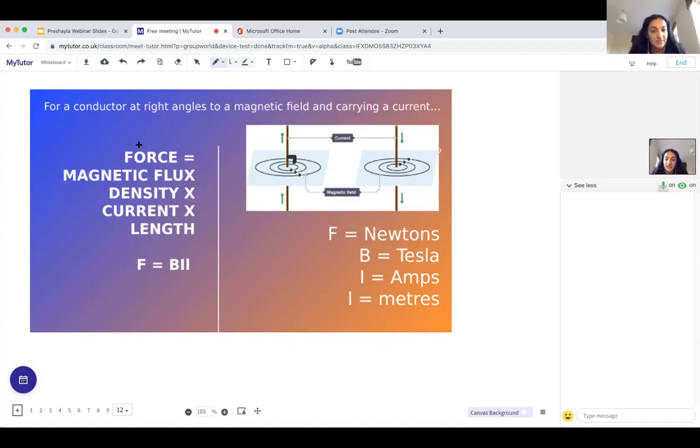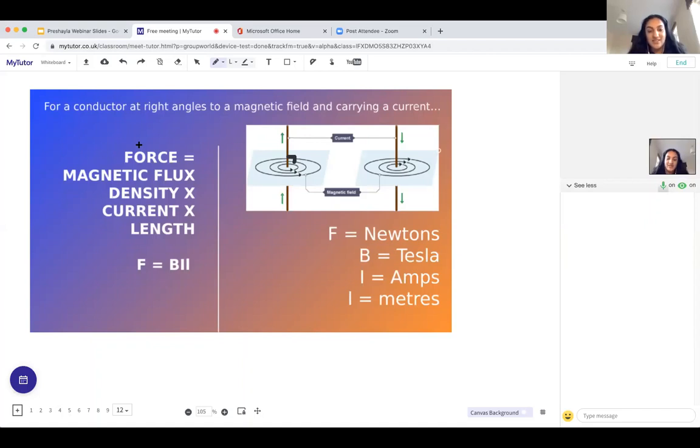If those conditions are met, we have the equation force equals magnetic flux density times current times length, otherwise shortened to F equals BIL. F is force, B is magnetic flux density, I is current, and L is length.